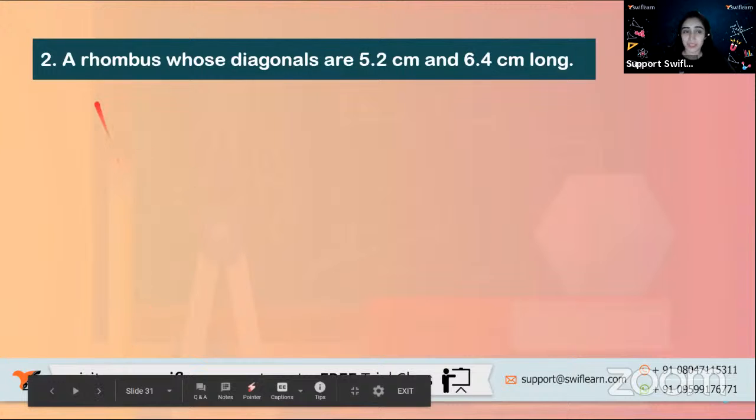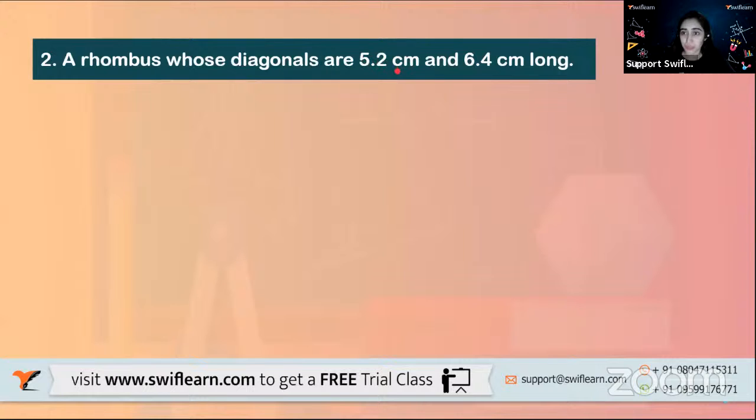Moving on, the second question says a rhombus whose diagonals are 5.2 centimeter and 6.4 centimeter long. So you have to draw a rhombus where the diagonals are given. You know how to do it? Yes. When the diagonals of a rhombus are given, I know that there are 2 lines, right? The diagonals intersect each other perpendicularly.